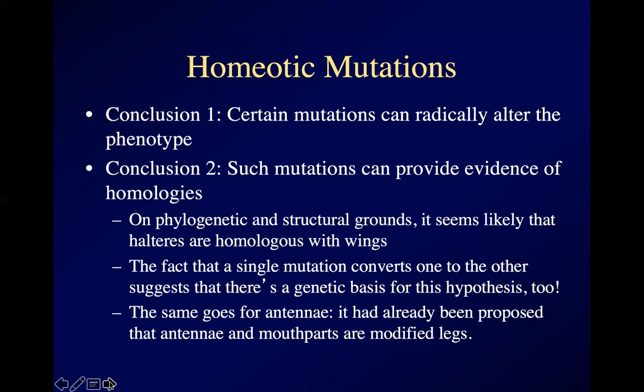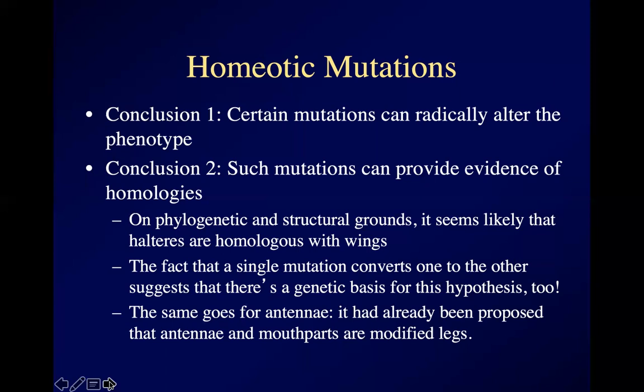Those bithorax flies with extra legs can't fly. Those daffodils with petals and sepals where the sex organs would be can't reproduce sexually, although they can be artificially selected because some people think they're really pretty. So they'll reproduce asexually by bulbs. So certain mutations can have wide-ranging effects on phenotype, and mutations like that can provide some evidence of homologies.